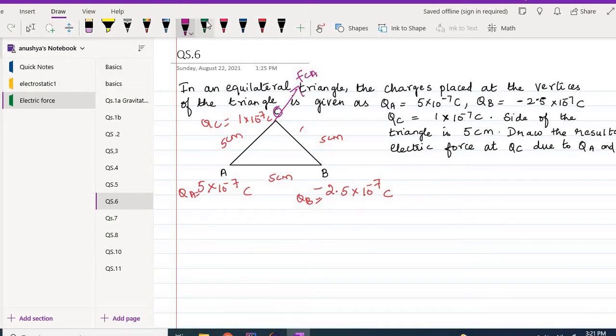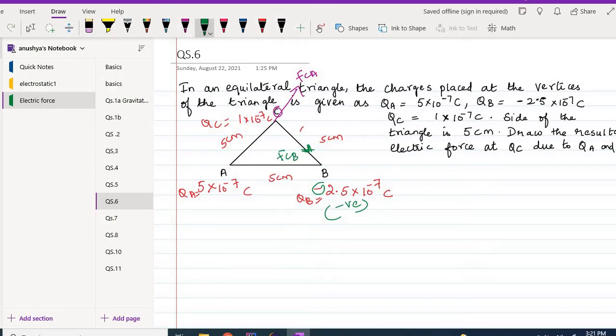Now you can check it out for B. So B is negative and C is positive. So unlike charges, negative and positive, attract. So C is attracted by B. It is attracted. This is your FCB.